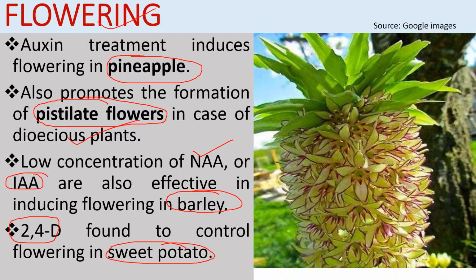2,4-dichlorophenoxyacetic acid, controls the flowering in sweet potato. So this is the pineapple. So this hormone, that is auxin, induces flowering in the case of pineapple.